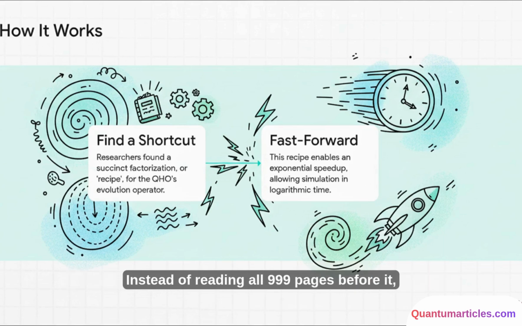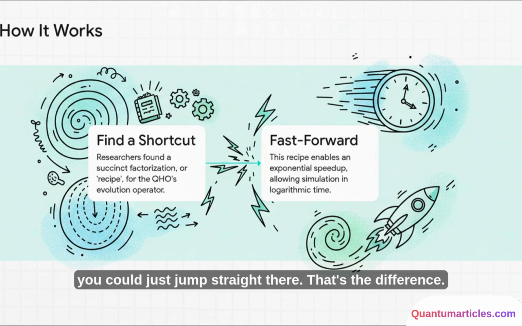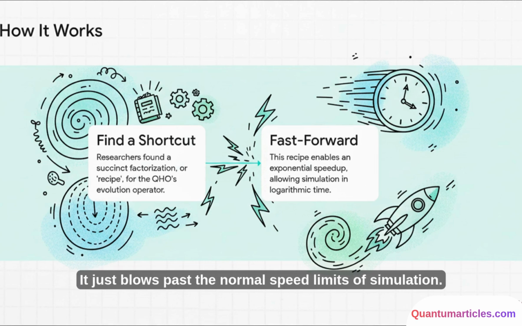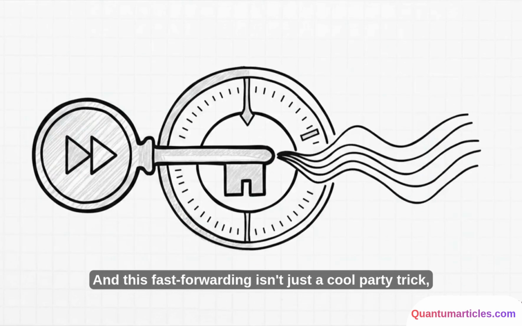Instead of reading all 999 pages before it, you could just jump straight there. That's the difference. This jump is what we call logarithmic time, and it means an exponential speedup. It just blows past the normal speed limits of simulation. And this fast-forwarding isn't just a cool party trick, it's the engine that powers the whole operation.